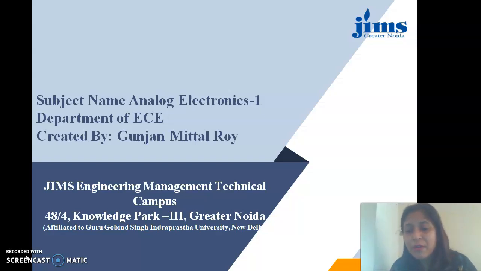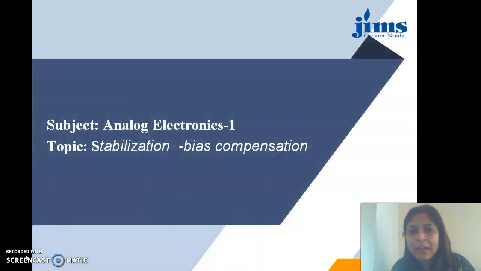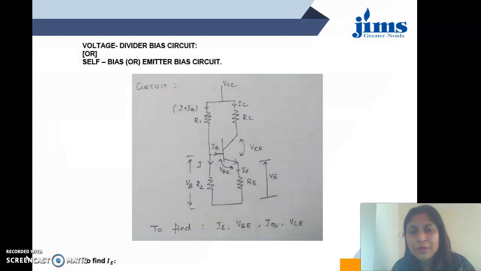So in the previous topic of biasing methods, we have covered fixed bias and collector to base biasing network. And in this video, I'll be considering the third method of biasing, which is potential divider along with bias compensation techniques. So the third and the most popularly used method of biasing and stabilization is potential divider or voltage divider method. It is also called self-bias or emitter bias circuit.